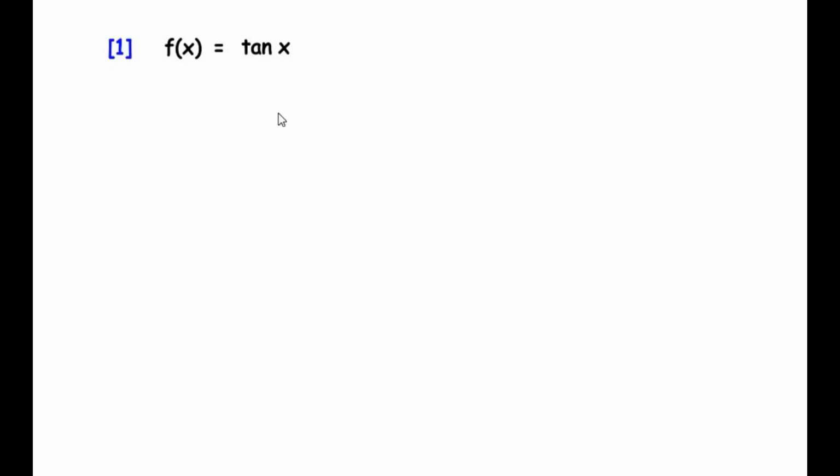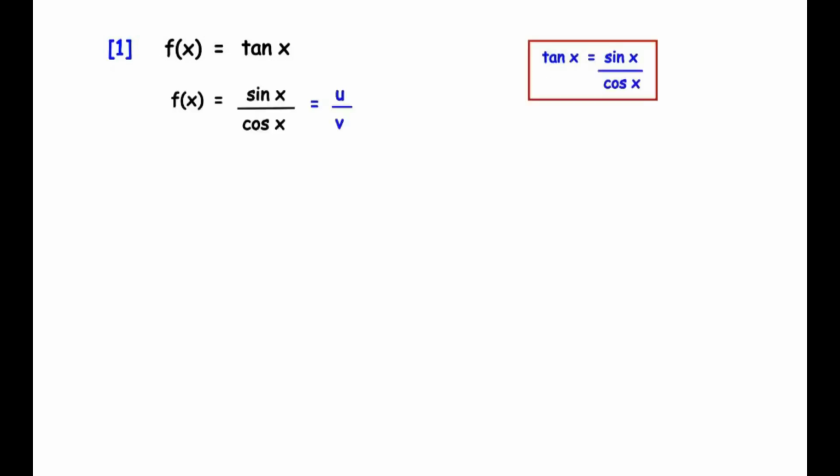Now we have an identity that relates tan to sin and cos, which is tan x is equal to sin x over cos x. So here we have rewritten f of x as, in place of tan x, sin x over cos x. Now this is of the form u over v. So here to differentiate tan x we are going to make use of the quotient rule of differentiation.